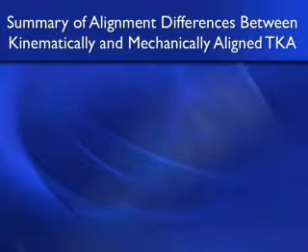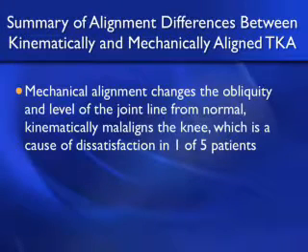So to conclude this section, let's summarize the alignment differences and similarities between the kinematically and mechanically aligned knee and paired subjects. There's no doubt that mechanical alignment changes the obliquity and the level of the joint line from normal, which tilts the femoral component in that plane away from the normal axes in the knee, which causes kinematic malalignment, and this is what we think is a cause of dissatisfaction in 1 of 5 subjects.